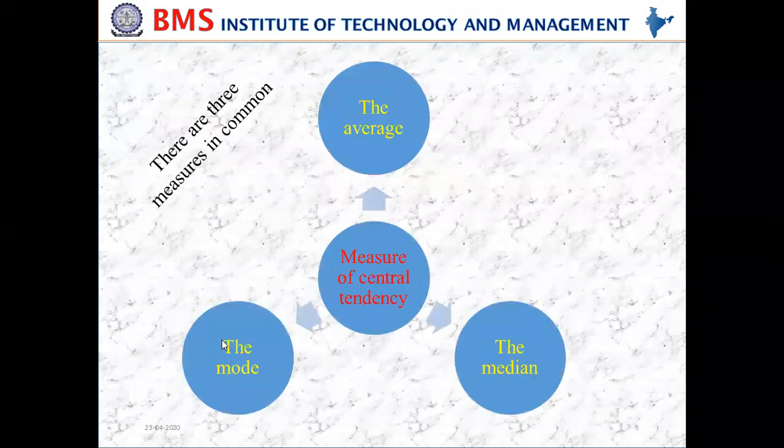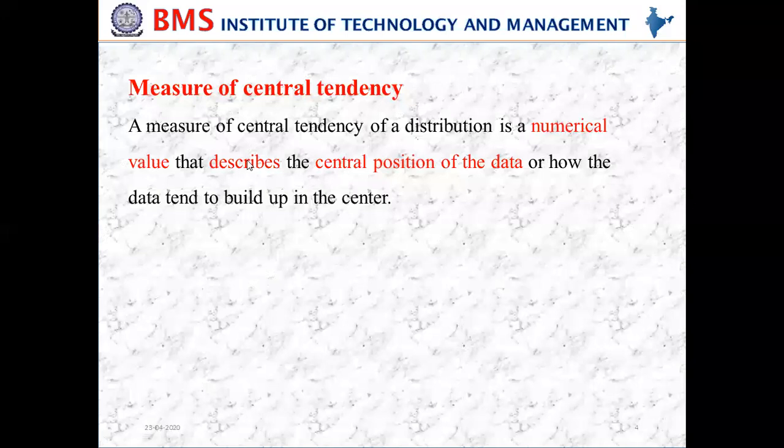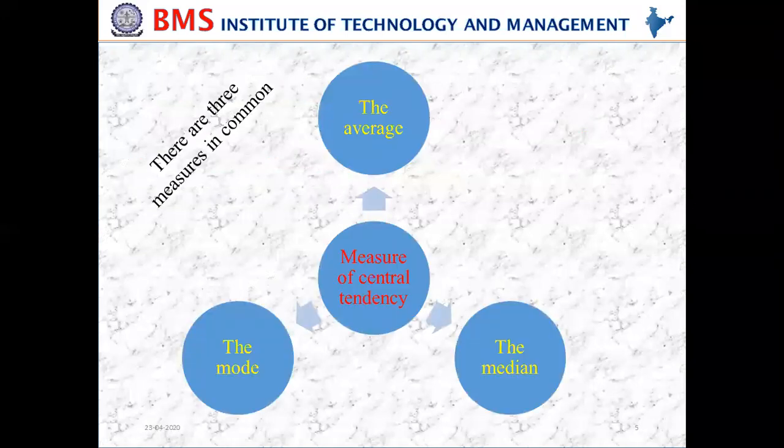There are three common measures. The measures of central tendency can be measured in three ways: the average, the median, and the mode. All these three are called measures of central tendency. Whatever data you collected, you are going to find out how the data is plotted with respect to the center line, whether the data is falling exactly at the average line, the median line, or the mode line.